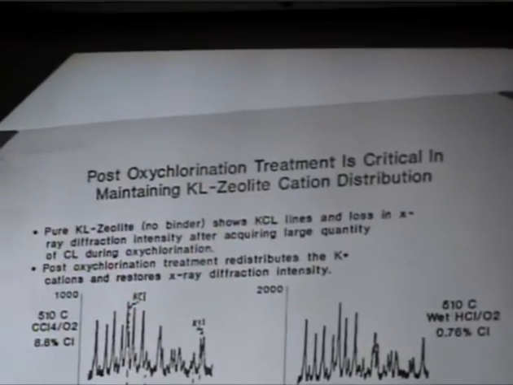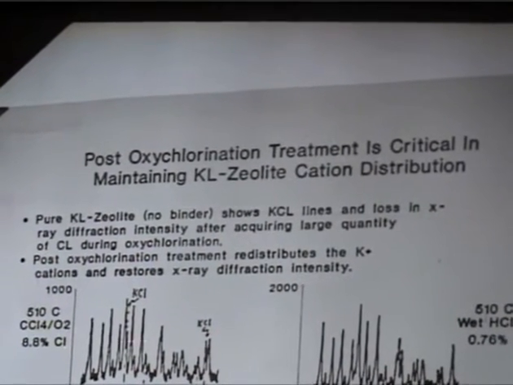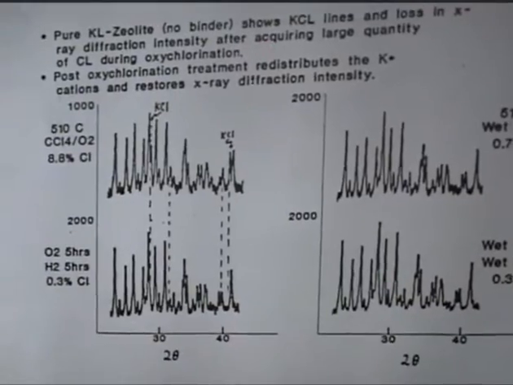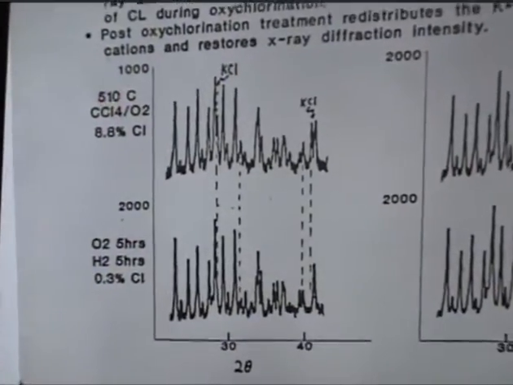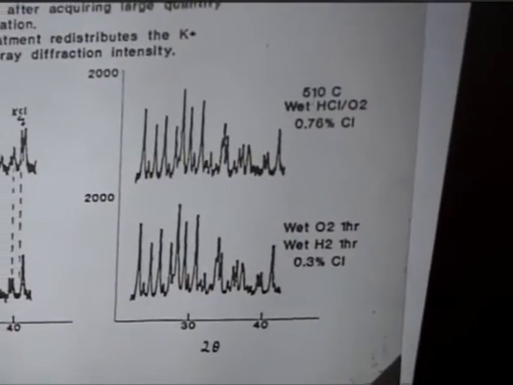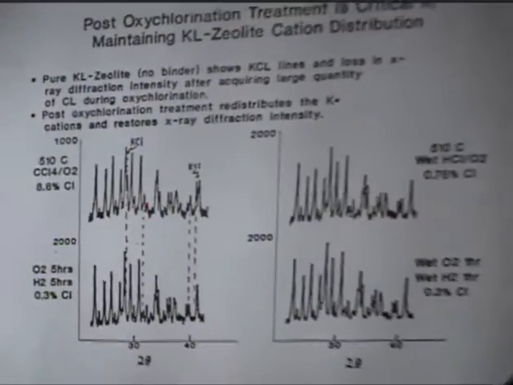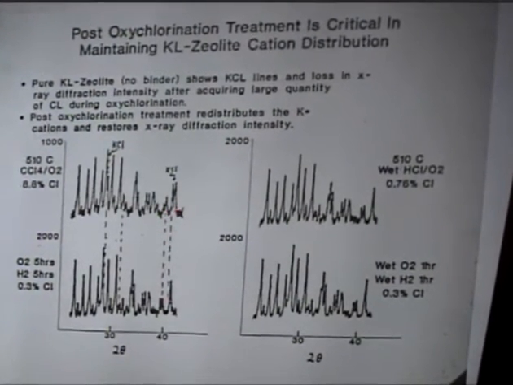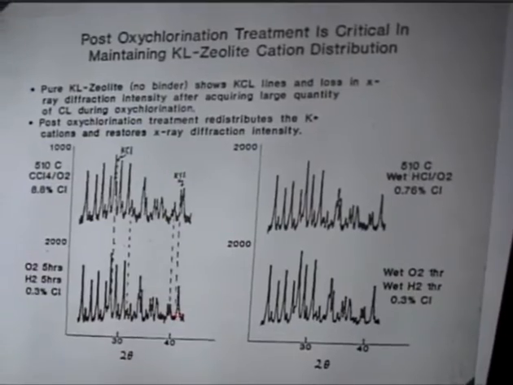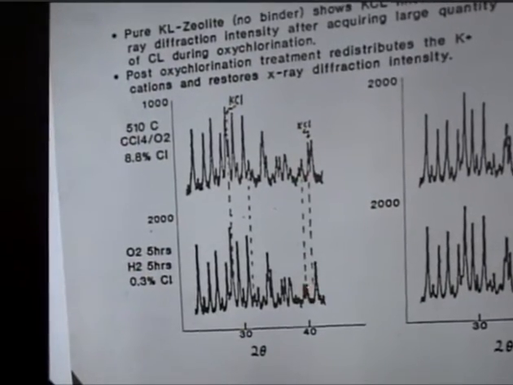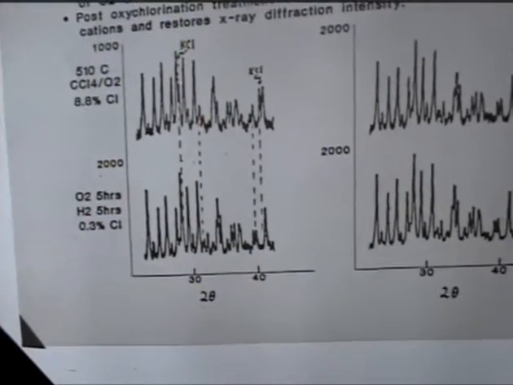Now here's the X-ray spectrum on catalyst that is treated under oxychlorination. For KL, no binder, this is just pure zeolite. And you can see after the oxychlorination with carbon tetrachloride and oxygen, the catalyst will have chloride of 8.8%. And you can see the KCl line coming up. This is more clear, you see, look at the line here, and this is the KCl line, and you have this here, the increase in intensity compared to this, and this one also here, and this one also here.